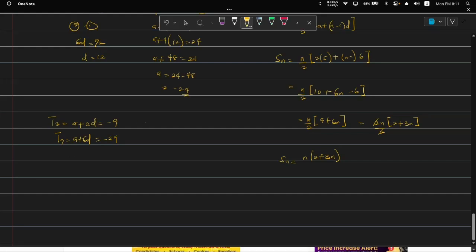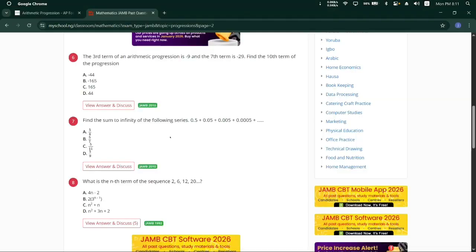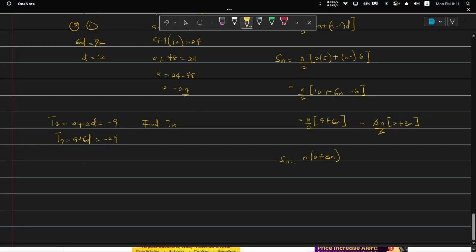Find T10. Find the 10th term. Alright? Don't forget, we have two equations here. Equation 1, equation 2. It's very easy. I can just say equation 2 minus equation 1. A minus A is cancelled. 6d minus 2d is 4d. Minus 29.